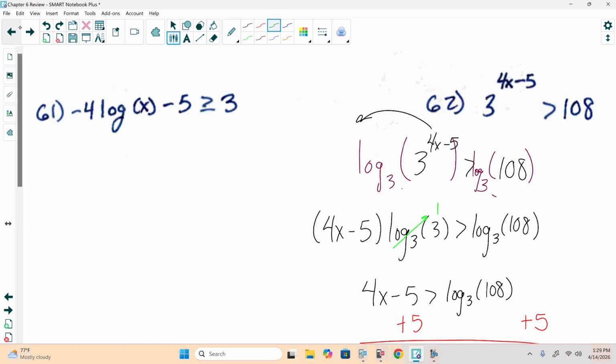And really that's it. The rest of them are the exact same as this here. It's just using natural logs instead of logs. Nothing else really changes. I do have the full review video up already.